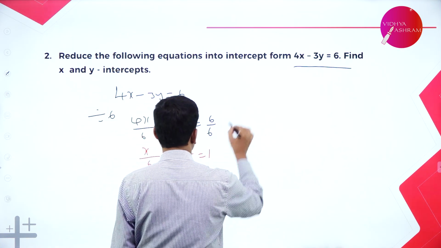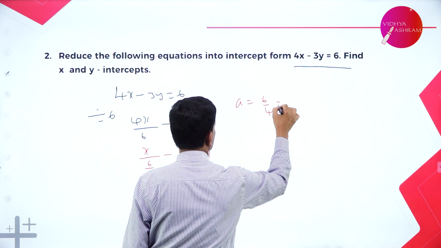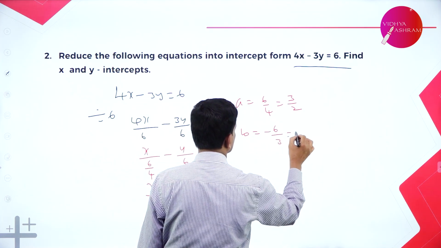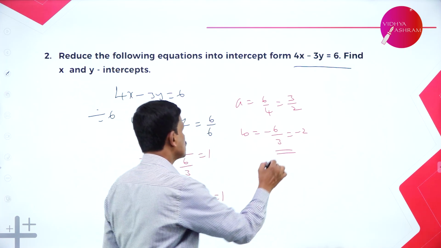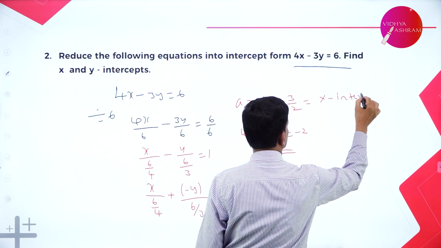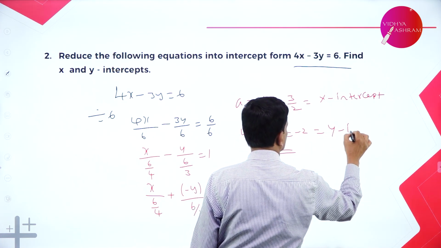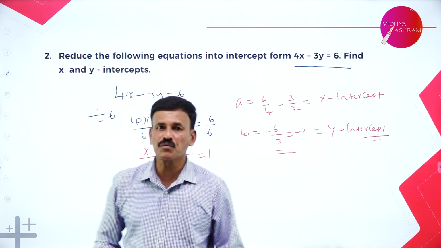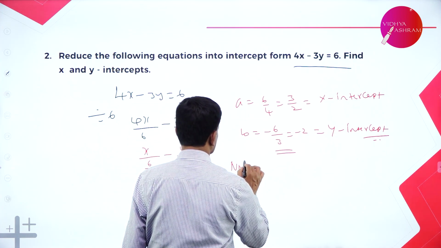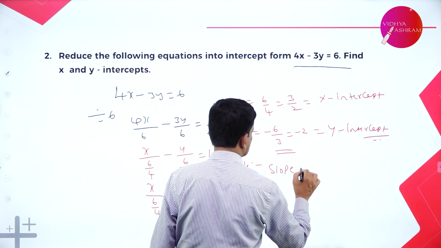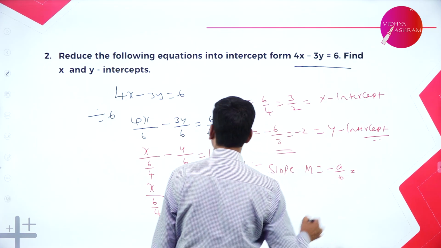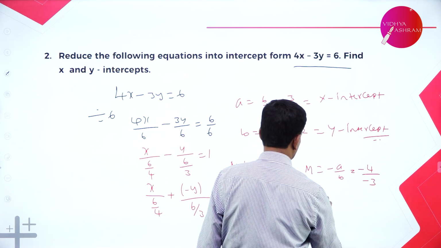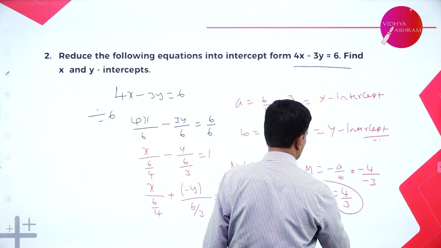So you can write the x intercept a is equal to 6 by 4, which means 3 by 2, and b is equal to the coefficient of this, that is equal to minus 6 by 3, that's equal to minus 2. So x intercept is 3 by 2, this is x intercept, this is y intercept. That's it. Okay. Now suppose if you want to find the slope for this line, what is the slope? Slope of this line is minus a by b. What is minus a by b? Minus 4 divided by minus 3. So minus and minus get cancelled, slope is equal to 4 by 3, that's it.